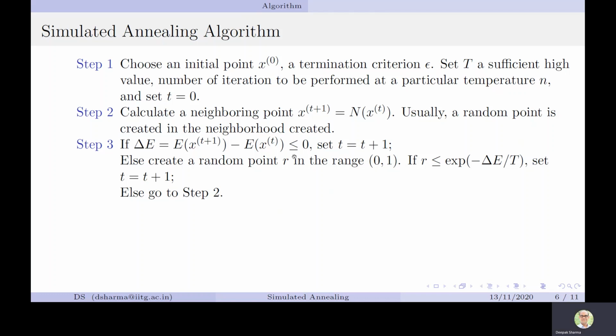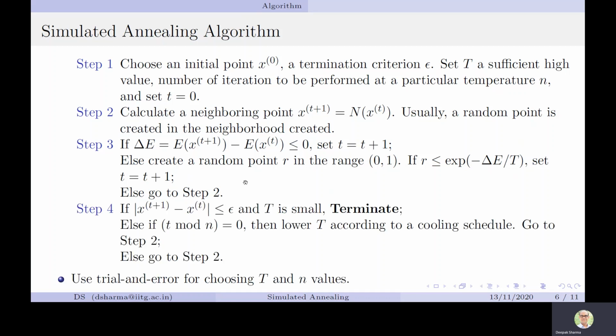If this delta E value is smaller than 0, we are going to accept the new point. Else, if the delta E value is greater than 0, we create a random number r between 0 and 1, because this random number will help us choose this worse point or not. In this case, we will see whether r is smaller than exponential of minus delta E by t. If yes, we accept the point, otherwise no. Else, finally, we go to step 2.